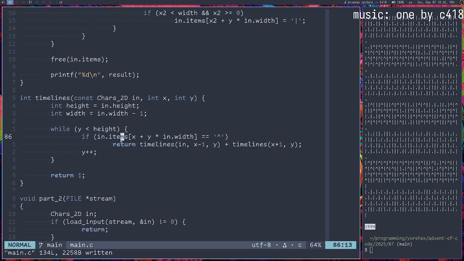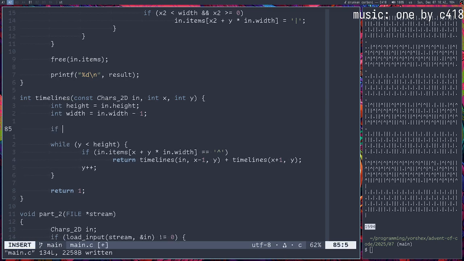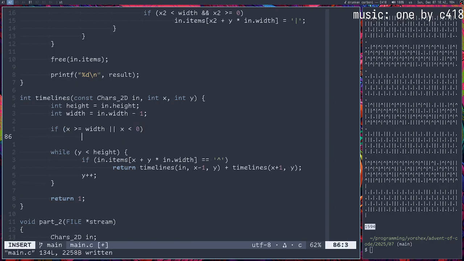Okay. Let's do some kind of check at the beginning. If x is more than or equal to width, or x is less than 0, we return 1.